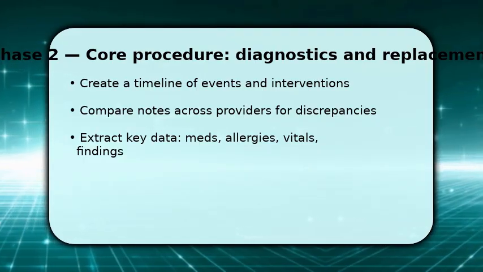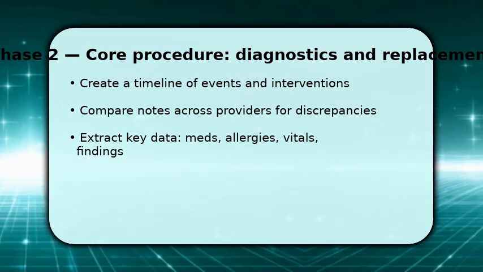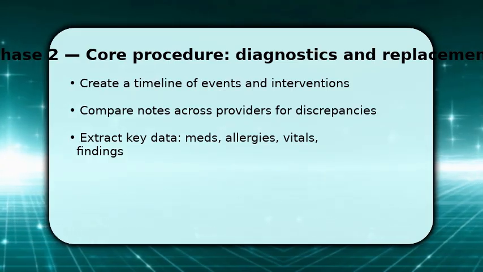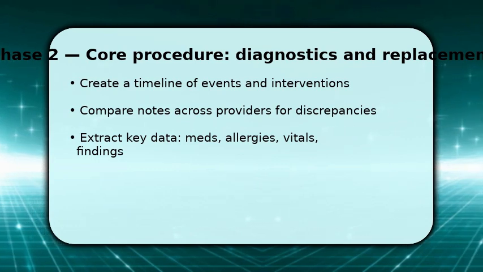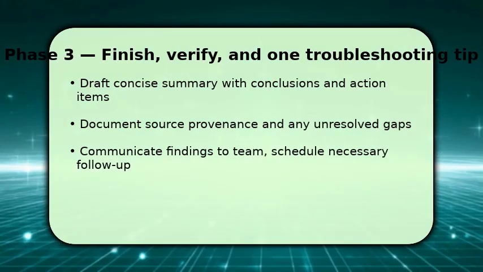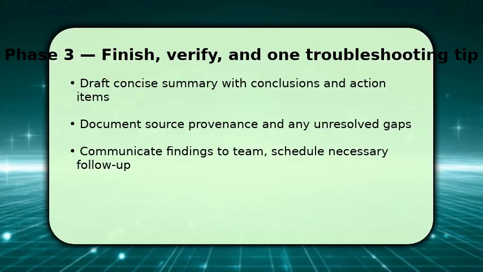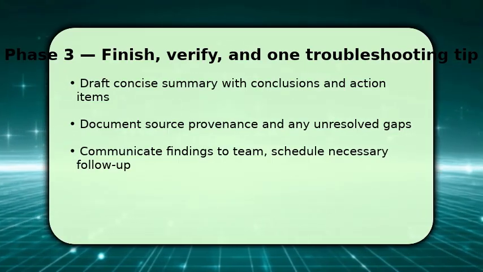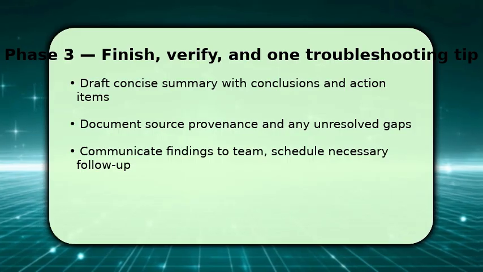As you synthesize, annotate uncertainties and highlight items needing follow-up. This keeps the review clinically useful and prevents overlooked errors. You finalize by writing a concise summary with your assessment, clear action items, and rationale. This guides the next clinician.